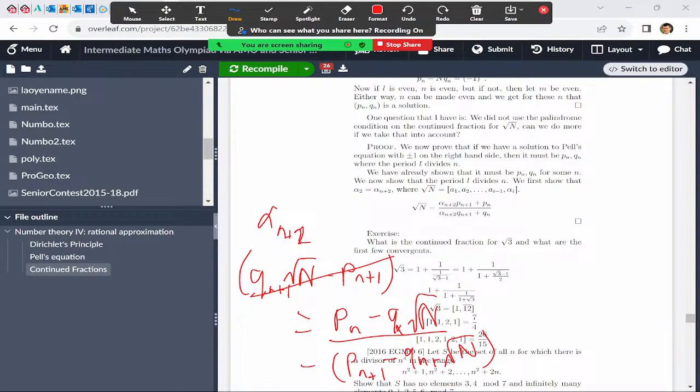It's actually very strange that alpha n plus 2 is like a quotient of these things.